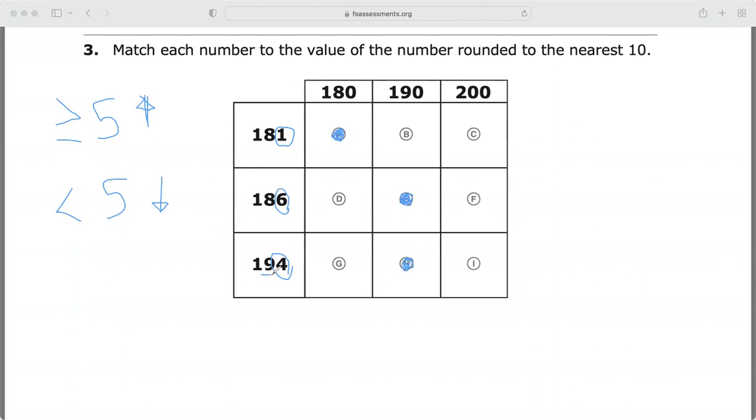And you're rounding to the nearest 10. So in each of these, the tens place is the second number here. So the 1 stays at 80, the 6 rounds it up to 90, the 4 stays at 90.